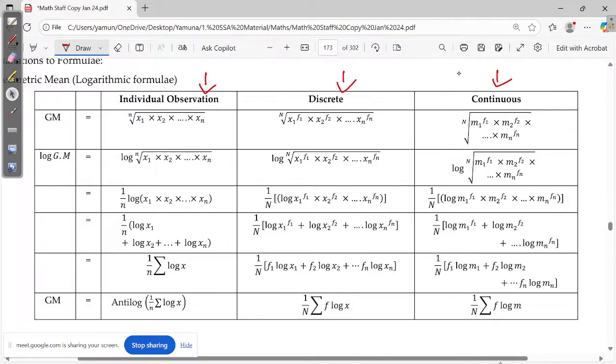The derivation is not necessary, but this will be helpful for locating the formula. So you can understand, right? It's 1 by n. Actually, you have to have anti-log. Please correct it. This is anti-log of 1 by n. In the case of continuous, instead of using x, I'll be using m. See, in the case of discrete, we use x, and in the formula, everywhere we get x. Instead, we'll use m here, which is the mid-value. Yes, please make a note.